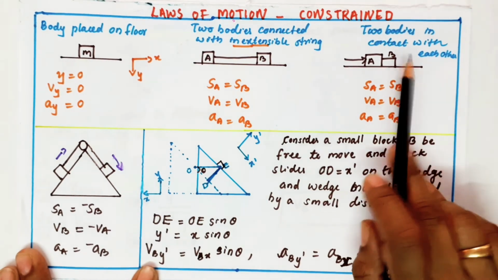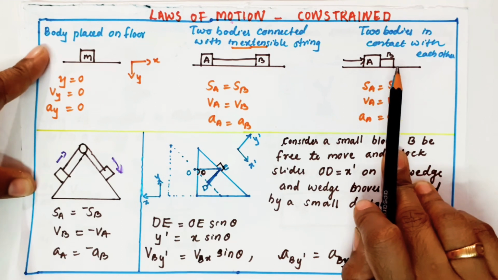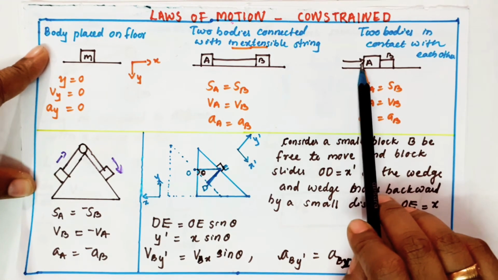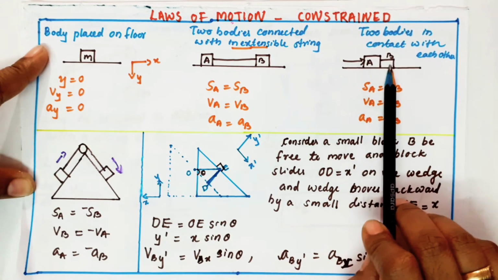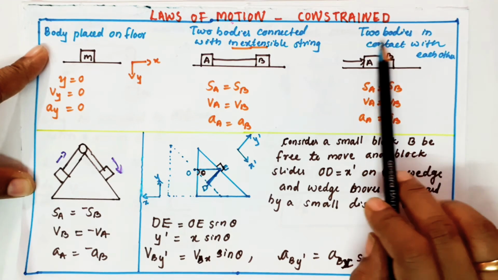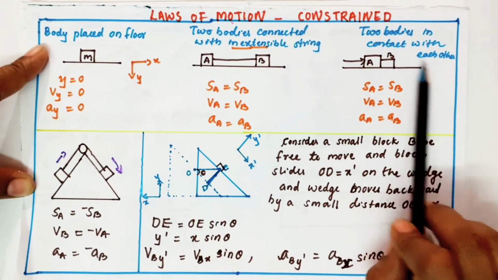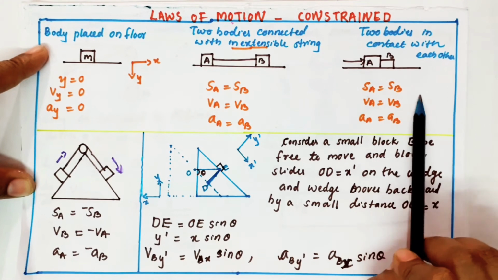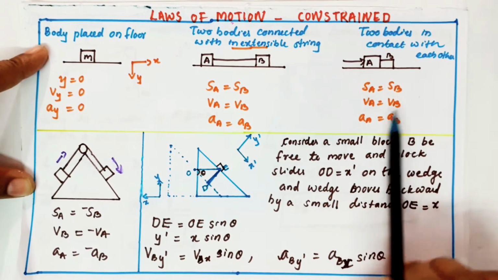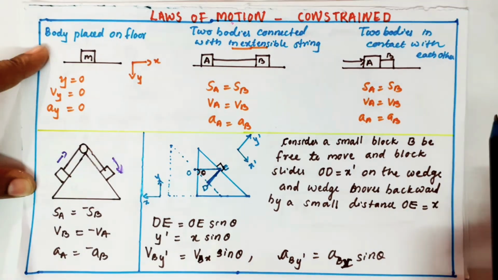Now see the next case. In this case also, you can tell that if you apply the force from here, the body A as well as the body B will move. So this is the case in which the bodies are in contact with each other. So SA and SB are equal, VA and VB are equal, AA and AB are equal.